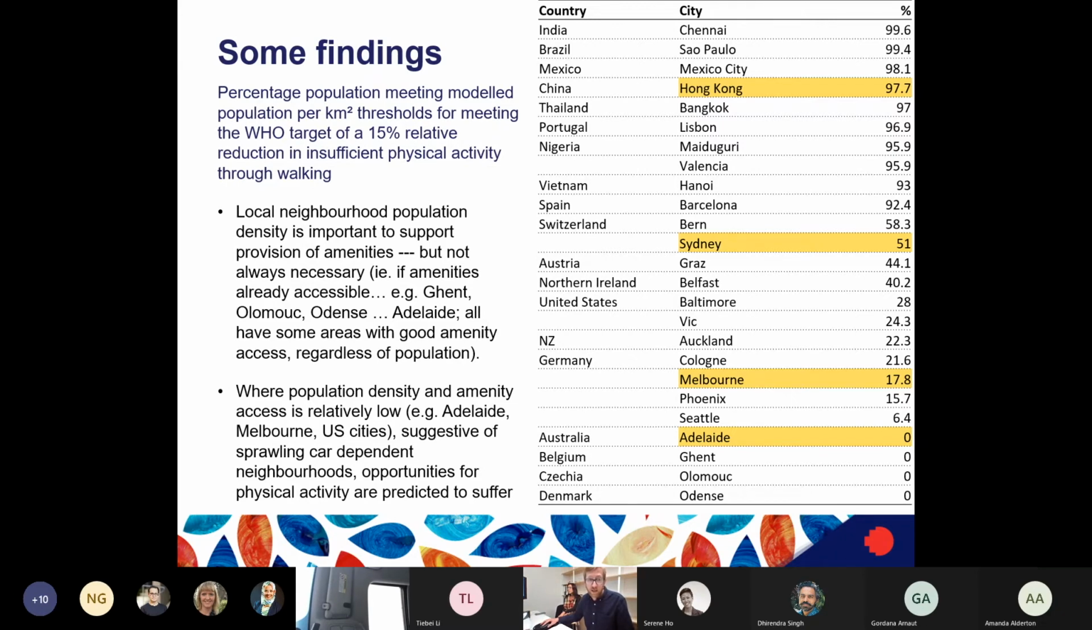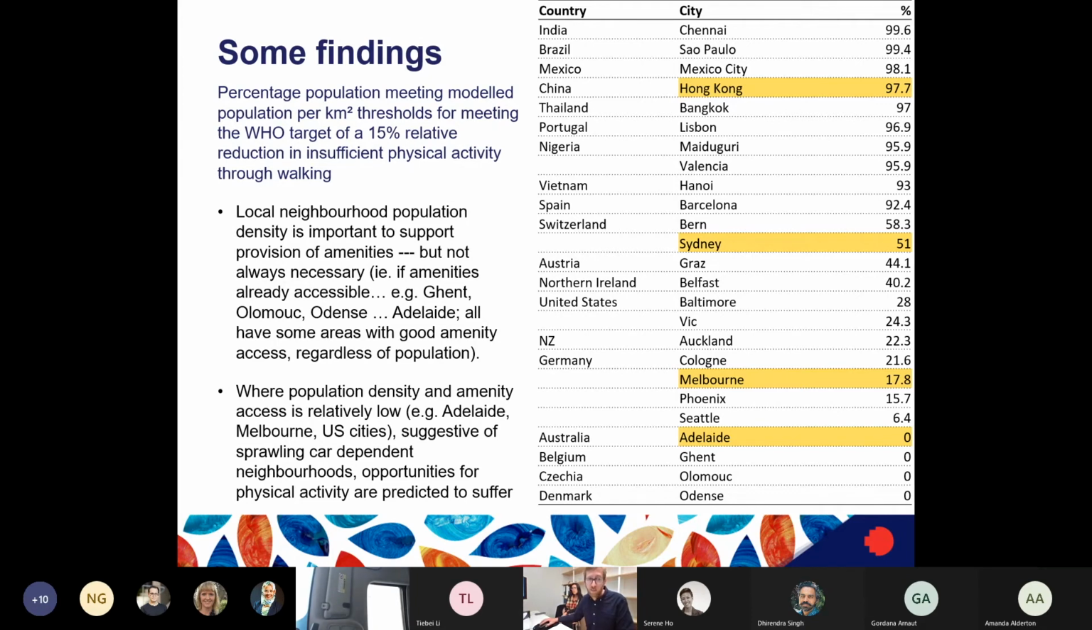For example, if amenities are already accessible, as we know they are in Ghent, Olomouc, and Ons, and Adelaide, all of these areas, which here have 0% for that population threshold, have some areas with good amenity access, regardless of population. And Ghent, Olomouc, and Ons, by our measures, in terms of percent of population with access to amenities, in many cases would exceed Melbourne, Sydney, and Adelaide. So just because you have low population and you're not meeting this target according to our model, it's not to say that's the end of the story. It isn't. Ghent, Olomouc, and Ons actually do have pretty good access to amenities, notwithstanding their low population.